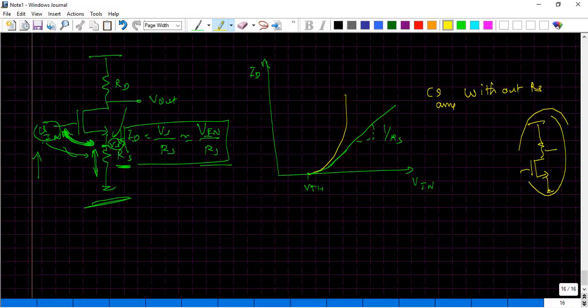Hope I have given enough intuition behind this circuit, and in the next video we'll be discussing common drain and common gate.